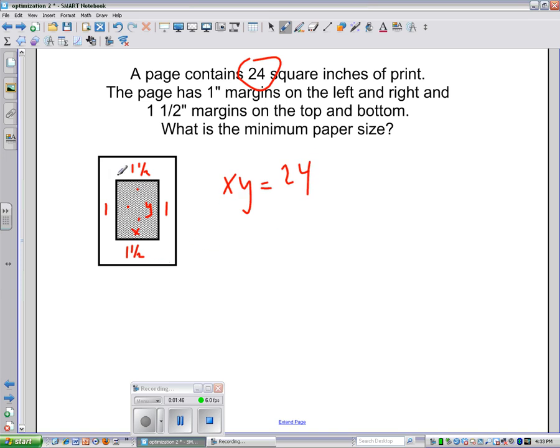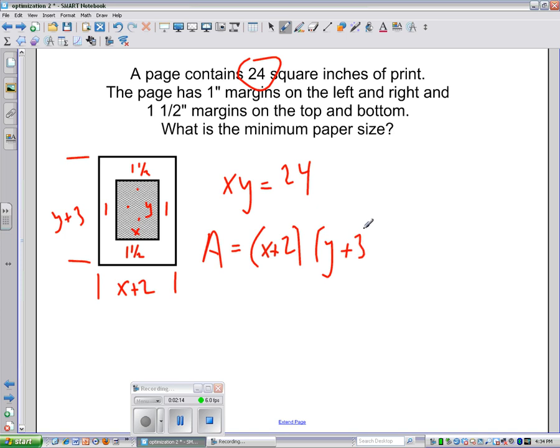The primary equation that we're going to end up with is the width and length of the paper, the area of the paper. That's what we're trying to minimize, the area of the paper, the minimum paper size. So if this is x and there's a 1 and a 1, this length right here is x plus 2. Make sense? And down top, y plus 3. So my area of my paper is just x plus 2 multiplied by y plus 3. And this is the thing we're going to want to take the derivative of, and find out when it's equal to 0.